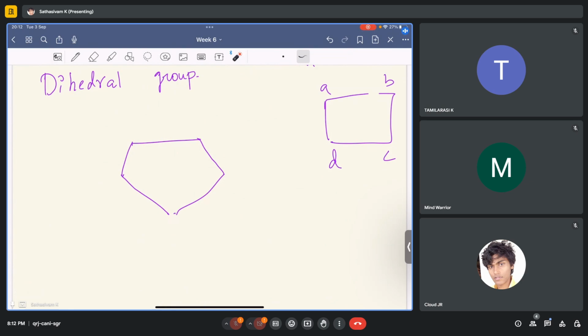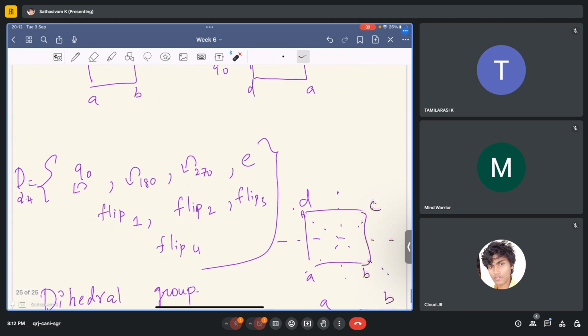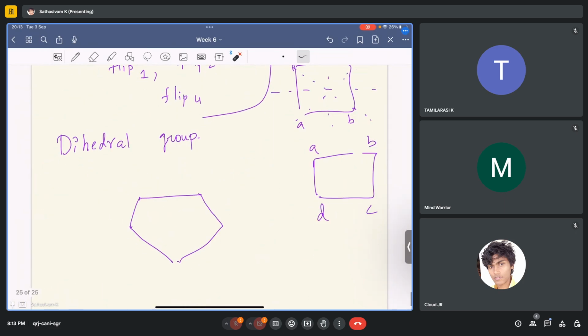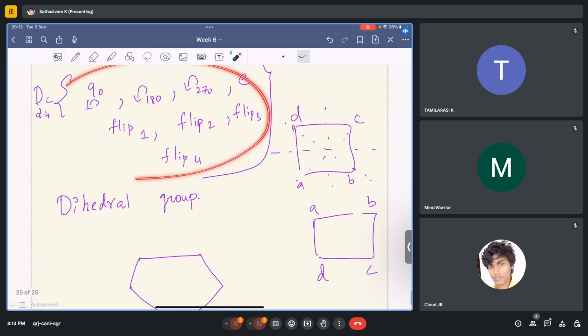So for any n-gon you get, there are n rotations and n flips. So that is basically 2n elements. And you can prove that anything else is also one of these two. You can prove it. It's not easy to prove, but you can prove it.